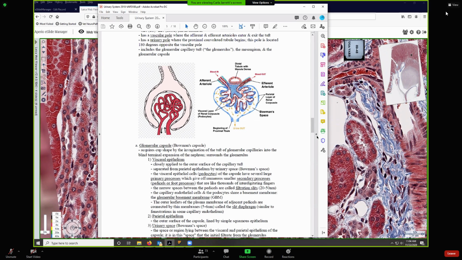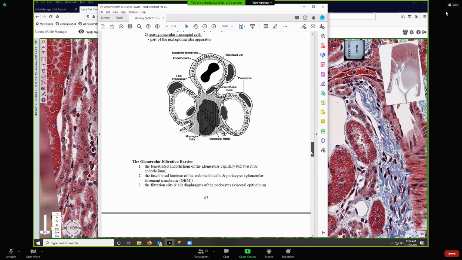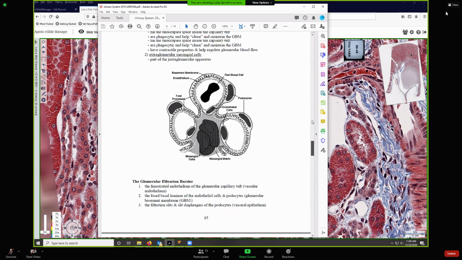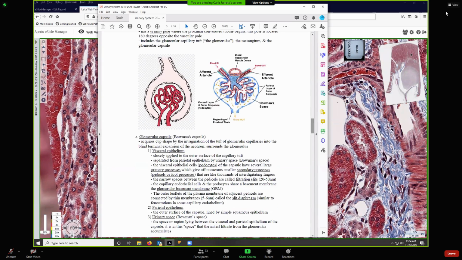And in diseases, if you get thickening of that basement membrane or a change, as Dr. Jared mentioned, a charge in that basement membrane, it'll affect the actual ultrafiltrate.